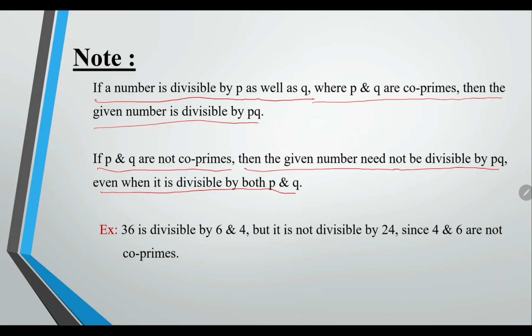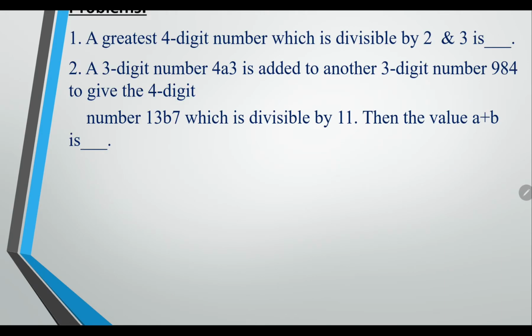For example, let's take the number 36. 36 is divisible by 6 and 4, but it is not divisible by 24, since 4 and 6 are not co-primes. Let's consider another example, 96. 96 is divisible by 4 and 16, but it is not divisible by 64, which is the product of 4 and 16, as 4 and 16 are not co-primes. Now you have understood. Let's see some problems on previously discussed topics.